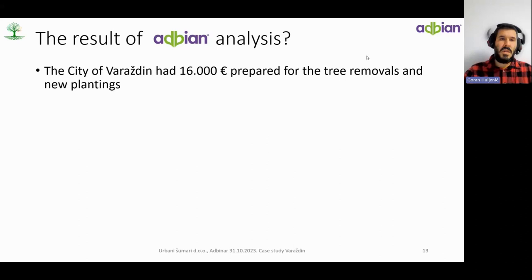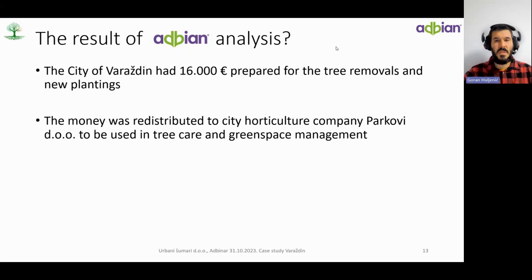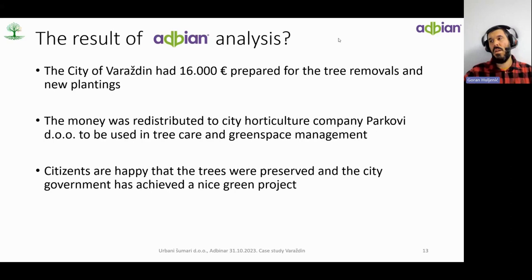The other result is also economical. The city of Varaždin had 16,000 euros prepared for tree removals and new plantings, and the money was redistributed to the city horticultural company, Parkovi, to be used in tree care and green space management. So this was, again, a big win for our green department side, because the money was given again for tree care and green spaces. And of course, the citizens are very happy that the trees were preserved, and the city government has achieved a nice green project, which is always a big bonus for every city government.